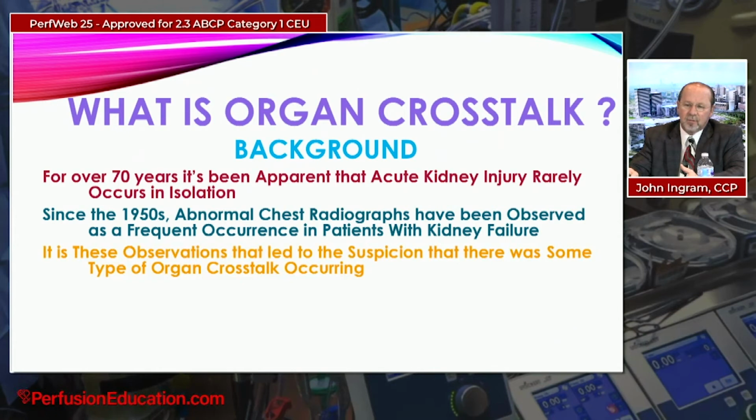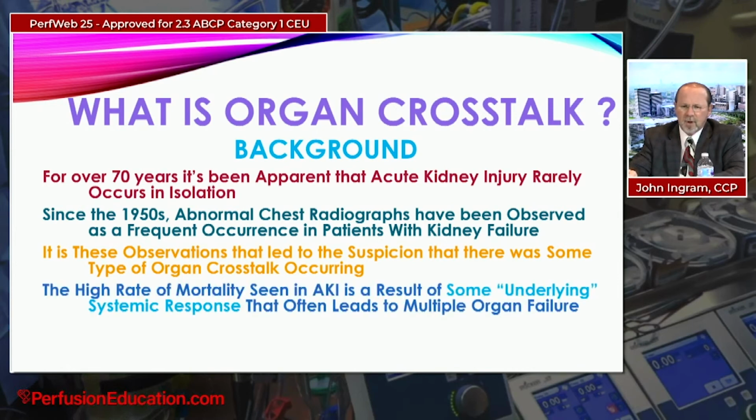And so it was these observations that led to the suspicion that there was some type of organ crosstalk occurring here. Also, though, the high rate of mortality seen in acute kidney injury is a result of some underlying systemic response that often leads to multiple organ failures. So based on these facts, there seems to be something below the surface, so to speak, that's going on. And just to have an isolated organ suffer injury, you would think you could keep it to that, and it tends to just completely spread to the other ones.